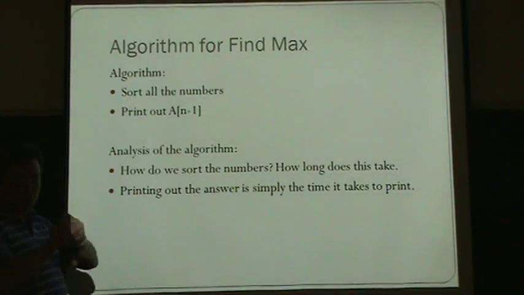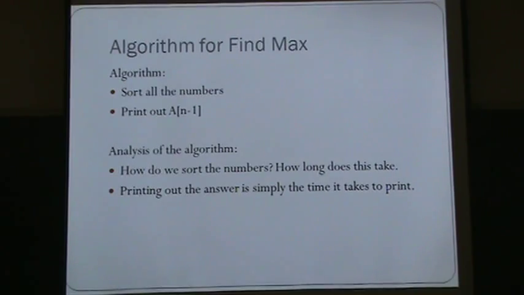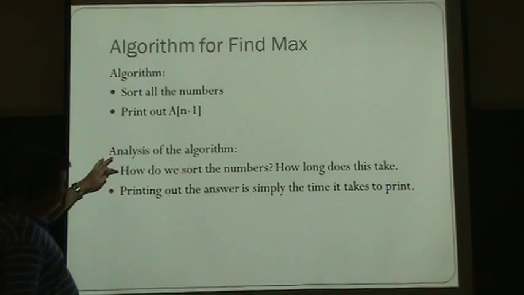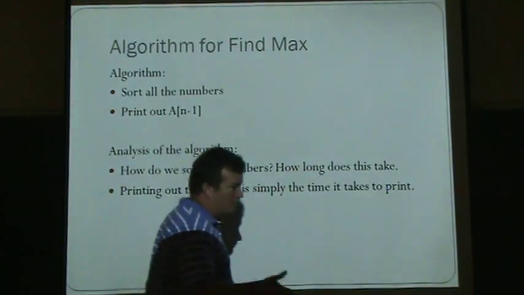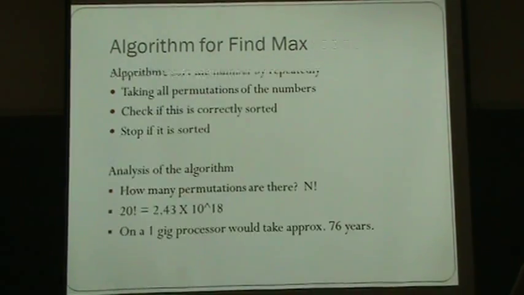The last part, where we just print out one number, takes a constant amount of time, however long your computer takes to print out a number. So the sort is a sub-step of our algorithm, and depending on how we choose to do it, it will matter.